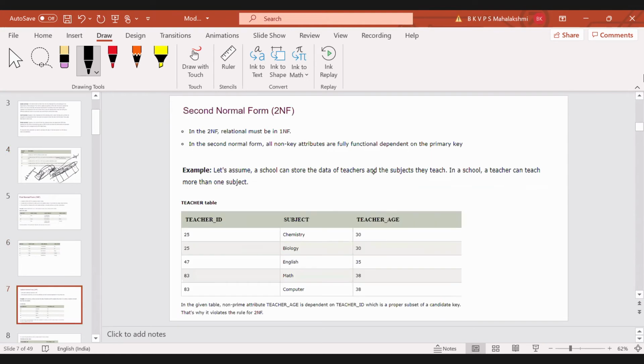We have gone through the example. Yes. Okay.